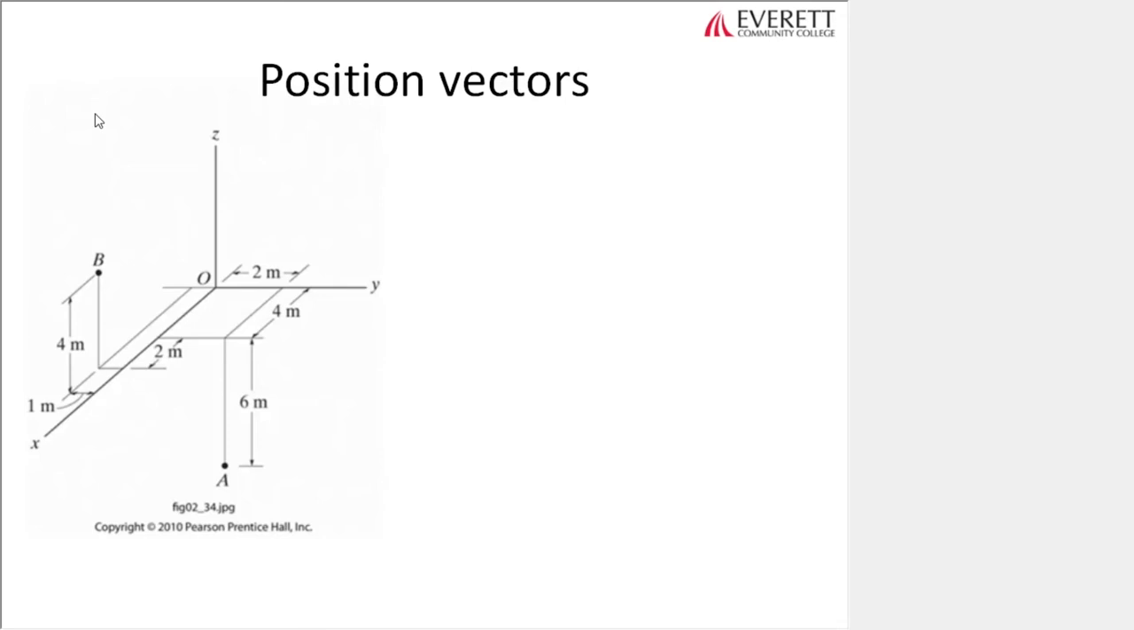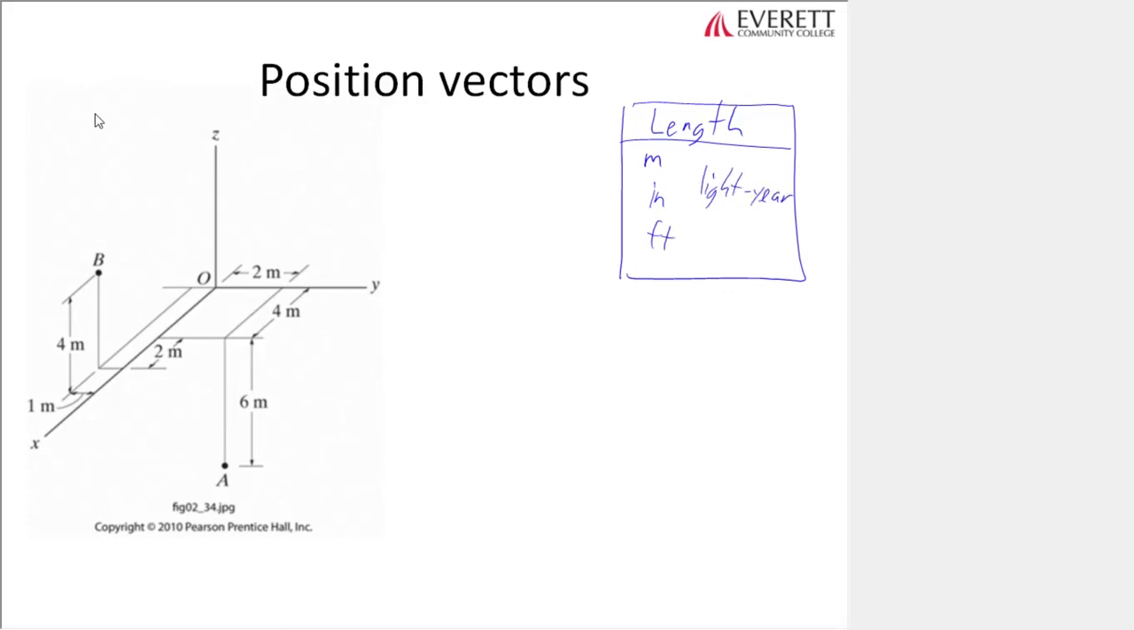Okay? So we could make a box, and we could say this is the length dimension. And what would be in the length dimension as far as units go? Meter, inches, feet, light year. Anything that defines a distance would be in the length unit, right?